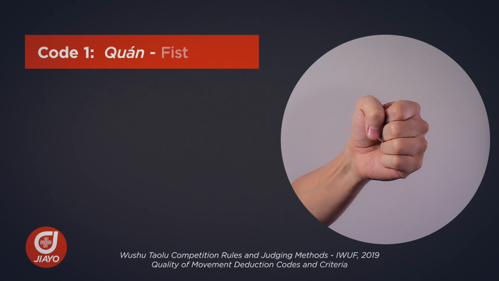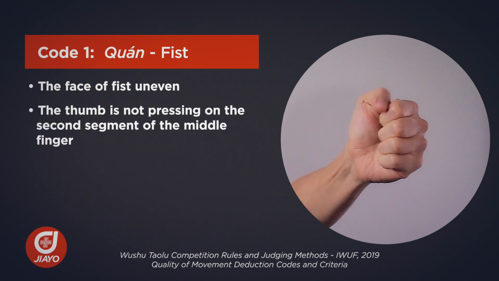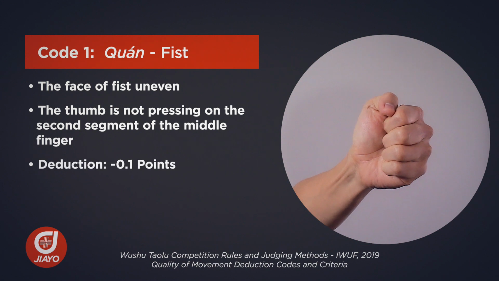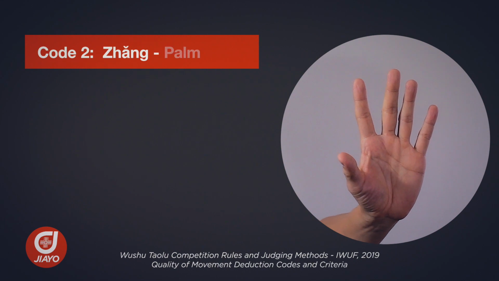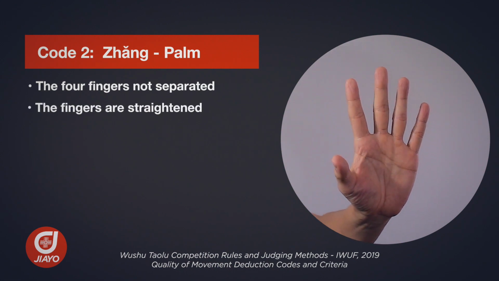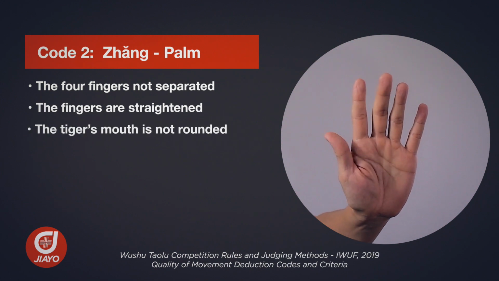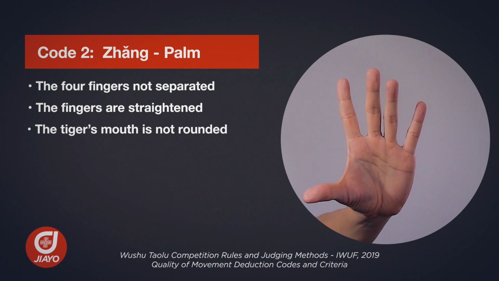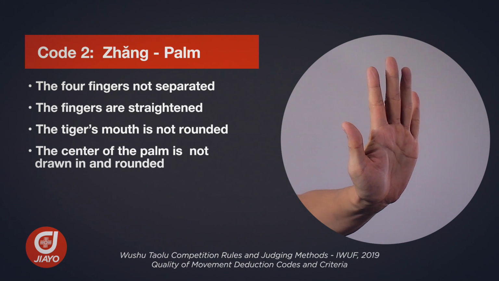Quan, fist. A code 1 is applied if the face of the fist is uneven or the thumb is not pressing on the second segment of the middle finger. Code 2, zang, palm. A code 2 is applied if the four fingers are not separated, the fingers are straightened, the tiger's mouth is not rounded, or the center of the palm is not drawn in and rounded.